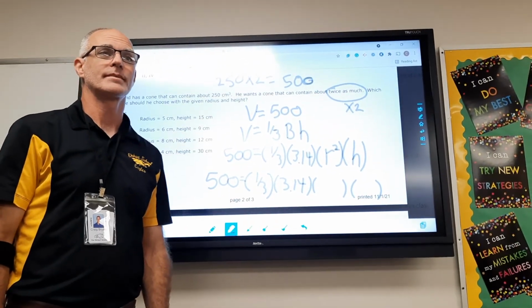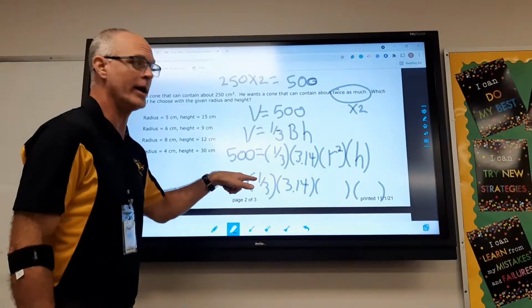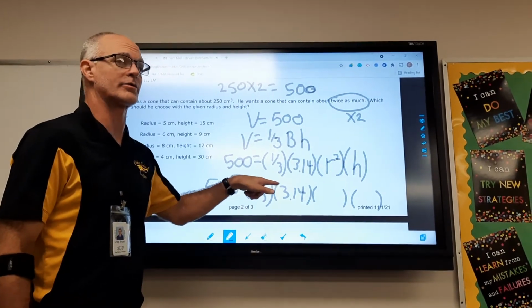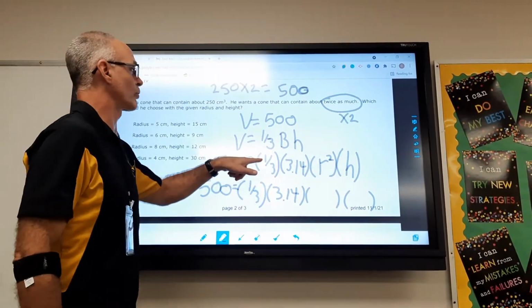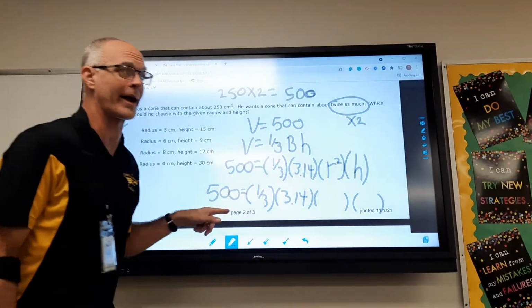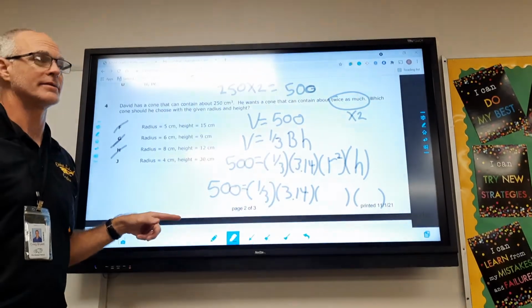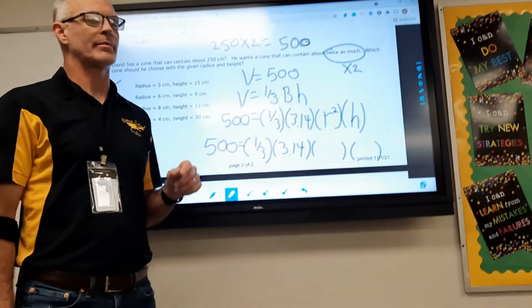Go, move. Put in 1/3 in parentheses times 3.14 times radius squared times height.